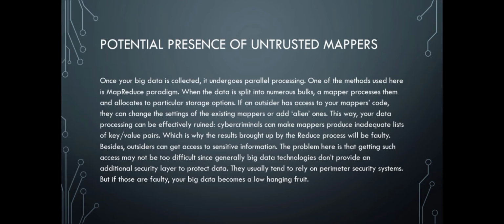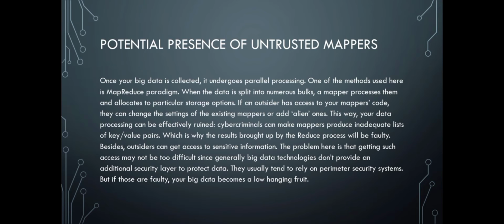Potential presence of untrusted mappers. Once your big data is collected, it undergoes parallel processing. One of the methods used here is MapReduce paradigm. When the data is split into numerous bulks, a mapper processes them and allocates to particular storage options. If an outsider has access to your mapper's code, they can change the settings of the existing mappers or add alien ones. This way, your data processing can be effectively ruined.